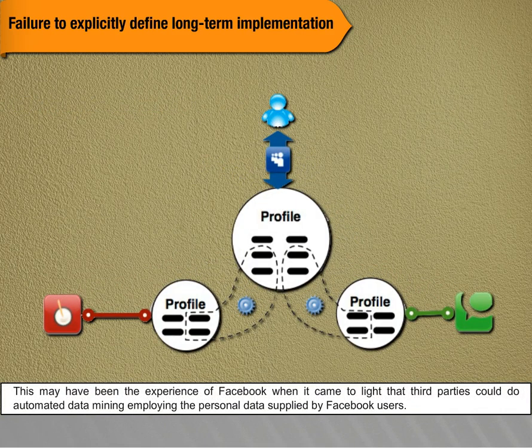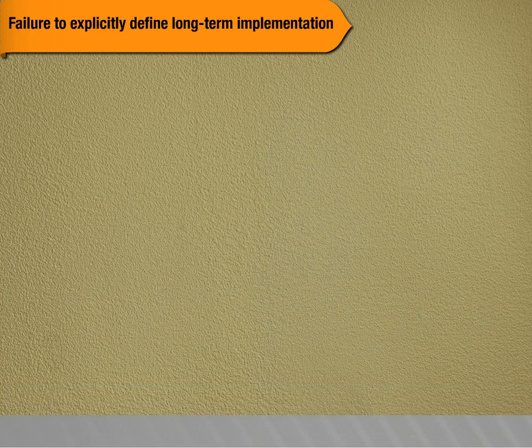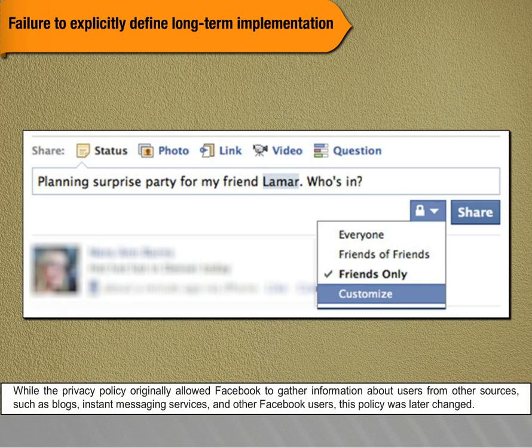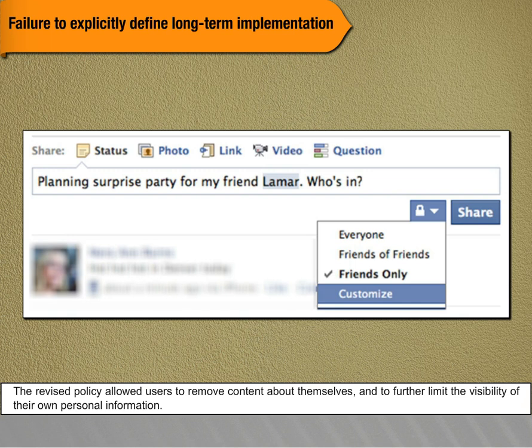This may have been the experience of Facebook when it came to light that third parties could do automated data mining employing the personal data supplied by Facebook users. While the privacy policy originally allowed Facebook to gather information about users from other sources such as blogs, instant messaging services, and other Facebook users, this policy was later changed. The revised policy allowed users to remove content about themselves and to further limit the visibility of their own personal information.